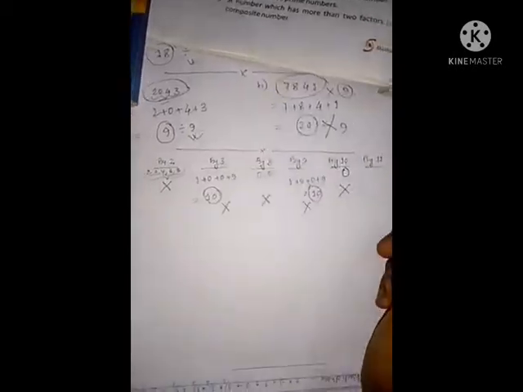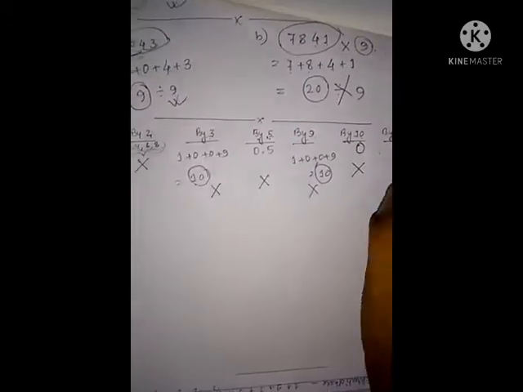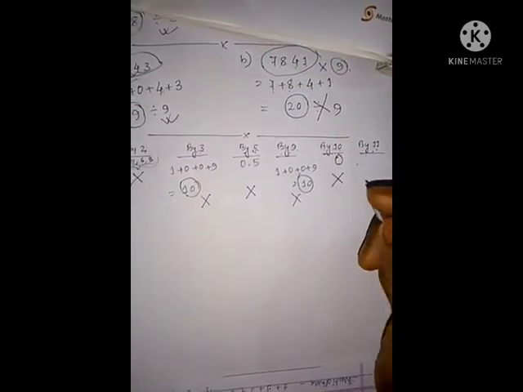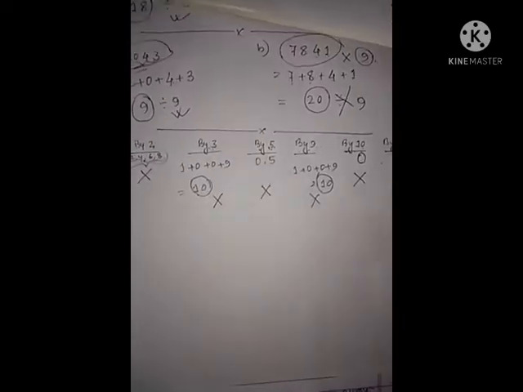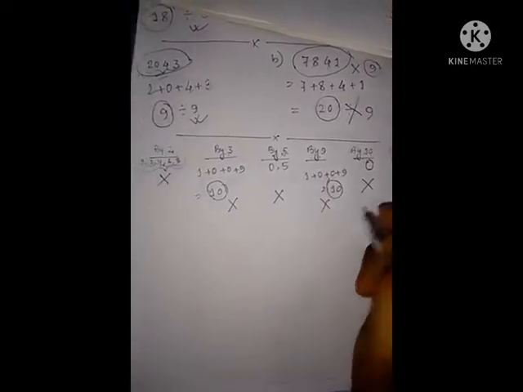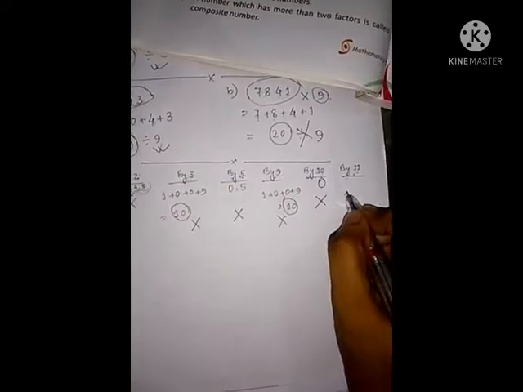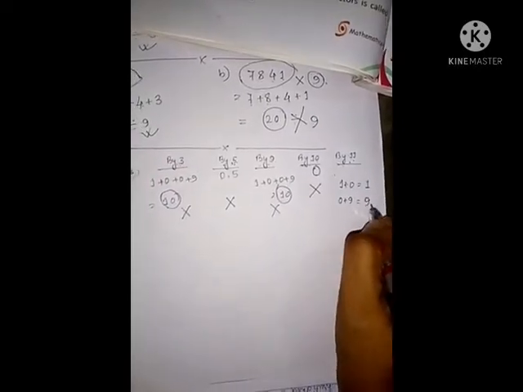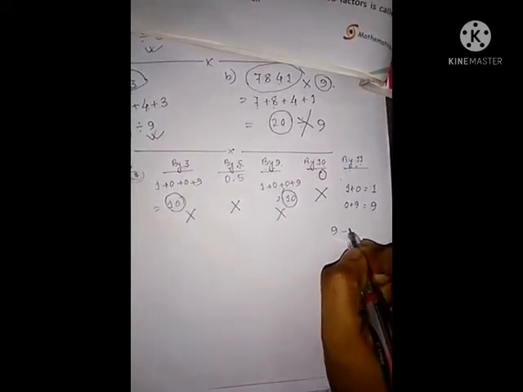Okay? By 11, the divisibility rule of 11 is we have to first add alternate digits. After that we have to find the difference of those sums. So first of all, alternate digits 1 plus 0. See, 1 plus 0 is equal to 1. Then 0 plus 9, which is 9. And now we are going to find the difference. 9 minus 1, which is 8.